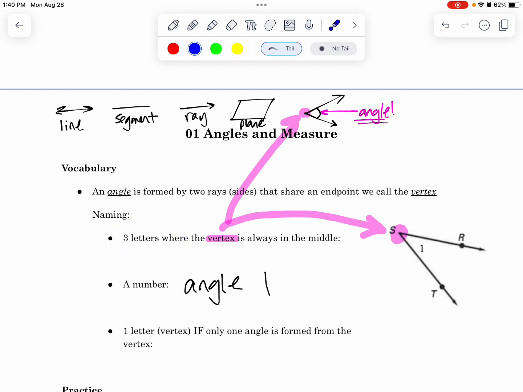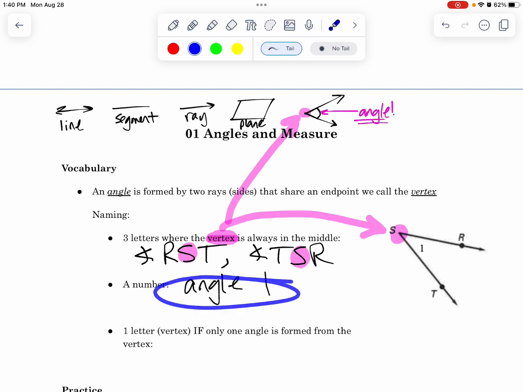So you start with one of the endpoints, R, S, T. That's one way to name it. So I'm going to put a little angle symbol, R, S, T. I could also go the reverse way. So I could start on T and go through S and then to R. You have to follow it with your finger. So another way of naming that would be T, S, R. And notice how the vertex letter is always the one in the middle. That's what I wrote right here. The vertex letter has to be in the middle.